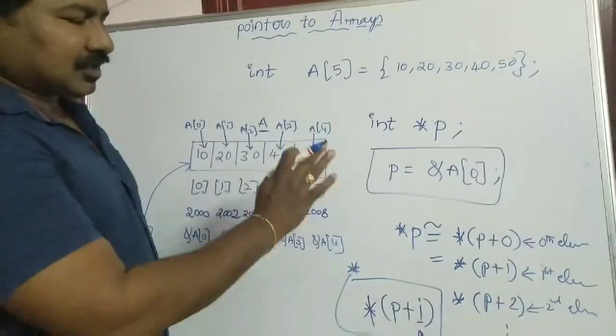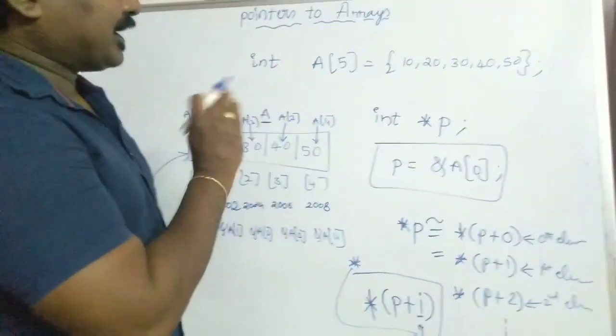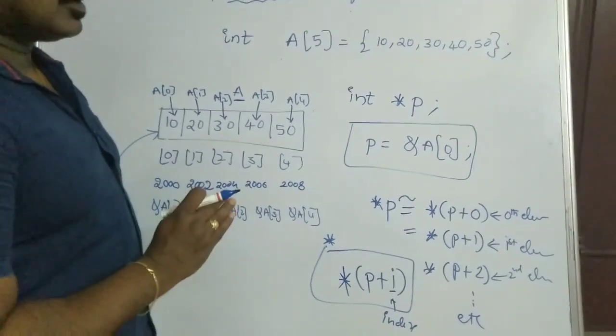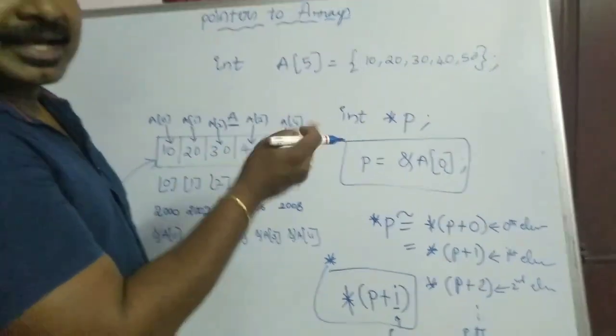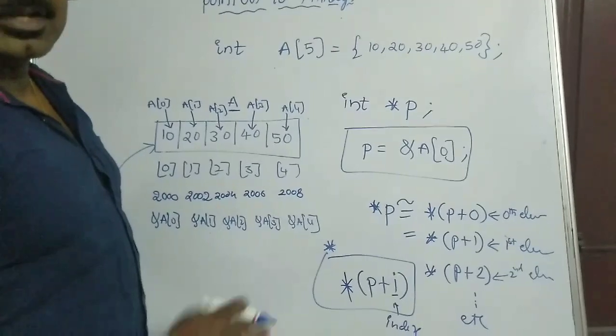Now I'll write a small program where you can create this array and access all the elements of the array by using this pointer. I'll show you with an example program.